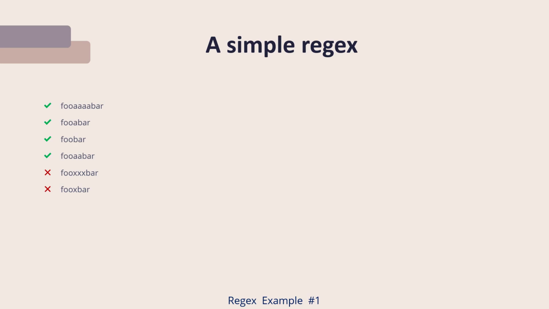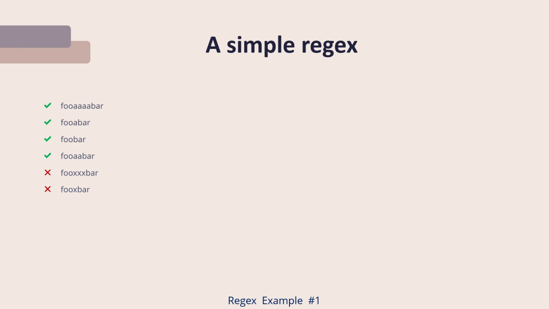Our first step is to look out for patterns which make the green ones differ from the red ones. If you observe all the green ones, you will notice that they start with the string foo, F-O-O. Then they have repetitions of the letter A, and finally they end with the string bar, B-A-R.